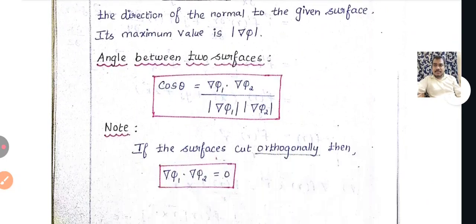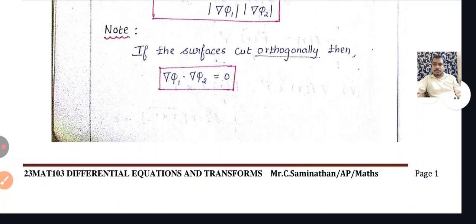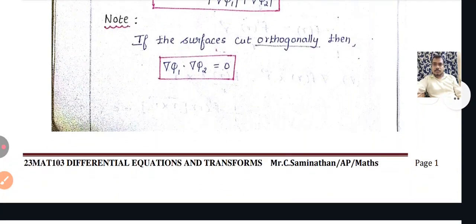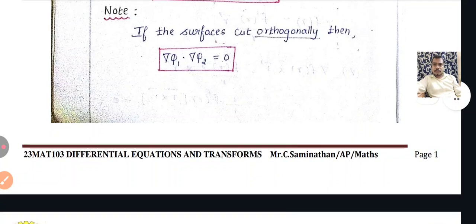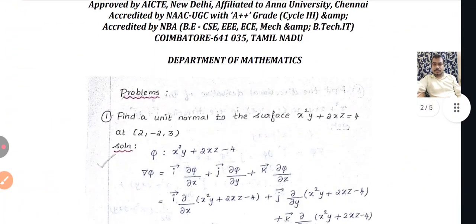Next definition is the angle between two surfaces. The formula is cos theta equal to del phi 1 dot del phi 2 divided by modulus del phi 1 into modulus del phi 2. The note is, if the surfaces cut orthogonally, then del phi 1 dot del phi 2 is equal to 0.